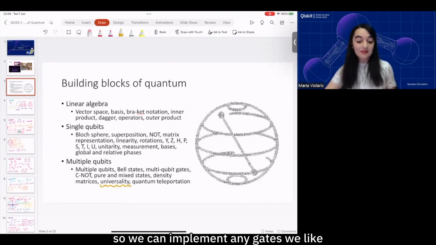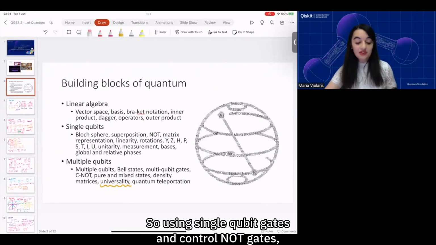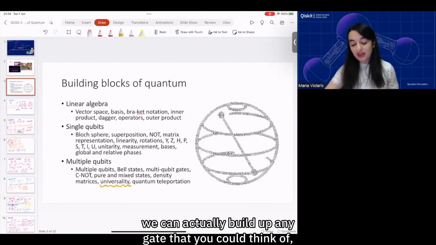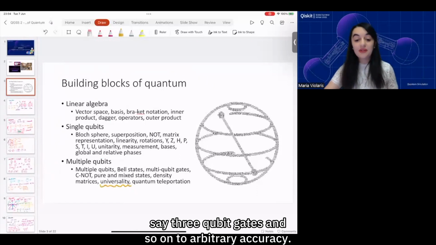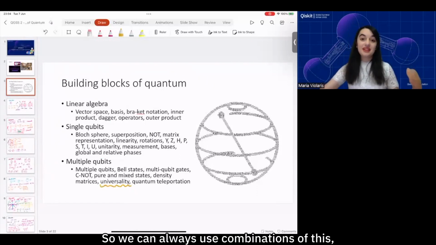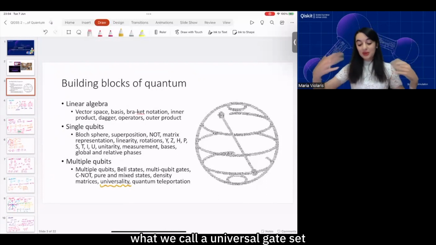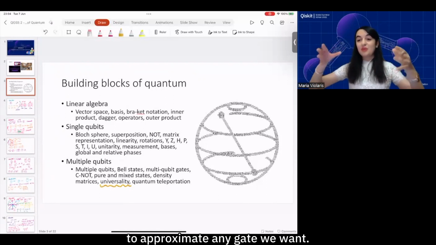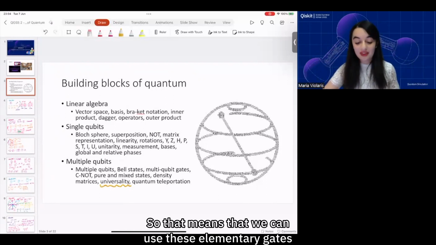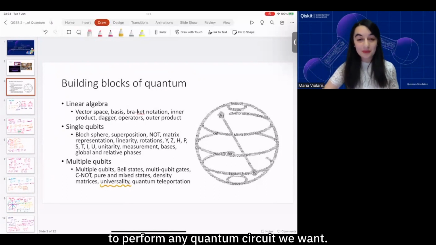So the point of that is that we can build up any quantum circuit we like. So we can implement any gates we like, just using a small set of gates. So using single qubit gates and control not gates, we can actually build up any gate that you could think of, say 3 qubit gates and so on, to arbitrary accuracy. So we can always use combinations of this, what we call a universal gate set, to approximate any gate we want. So that means that we can use these elementary gates to perform any quantum circuit we want.